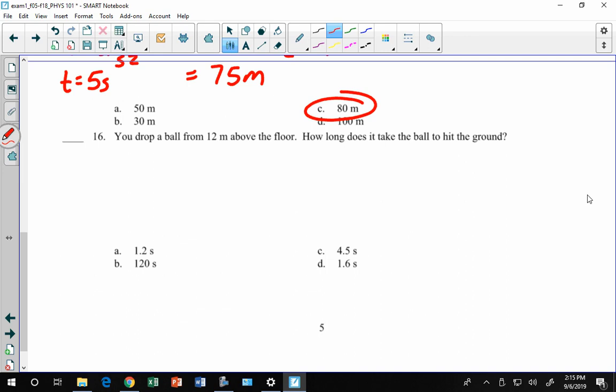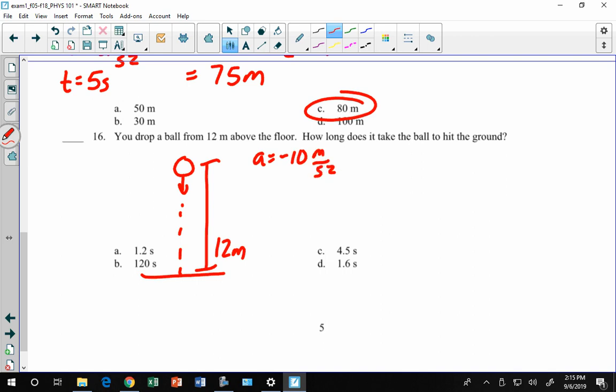Here's another free fall problem. This could be the other type of question you'd have in your free response. I drop a ball 12 meters from the floor. How long does it take the ball to hit the ground? I like to draw a picture. This is a distance of 12 meters. I have an acceleration equal to negative 10. This isn't stated, but I know that V naught is equal to 0 because I'm just dropping it. I'm not throwing it down. And I want to know the time.